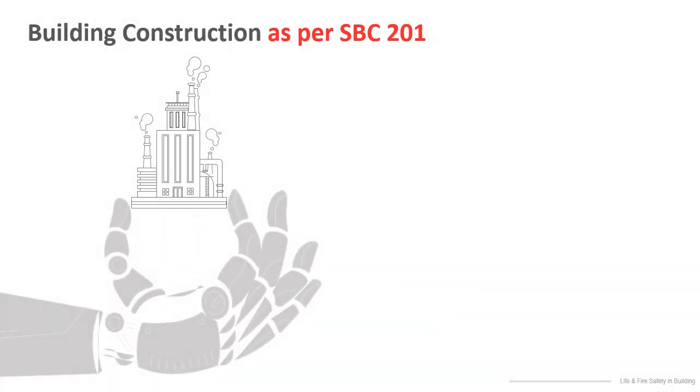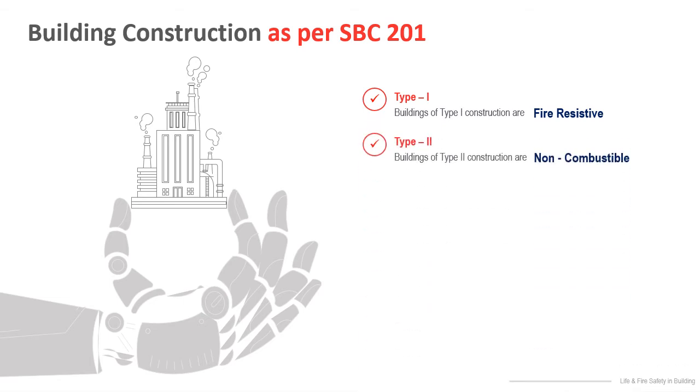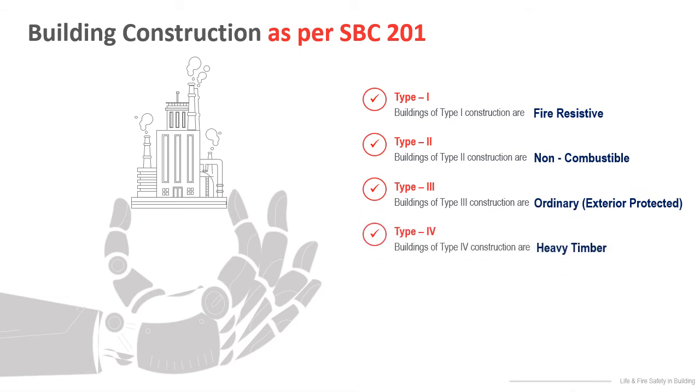So talking about building construction as per Saudi Building Code. We have five types of building construction. The first type is fire resistant. Second type is non-combustible. Third type is ordinary exterior protected. Fourth type is heavy timber, and the fifth type is wood frame.